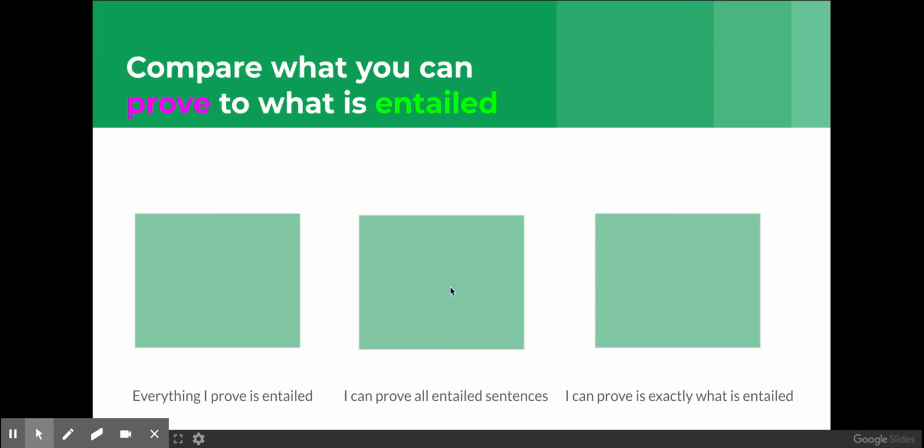The left-hand box here has the concept of everything that is true, green there, everything that is entailed based on some set of premises. And if I'm in one situation where my set of rules or my system of proving things is sound, then I may or may not be able to prove everything that is entailed, but everything that I prove is indeed entailed. So I'm in the safe space. Things are sound, safe and sound.